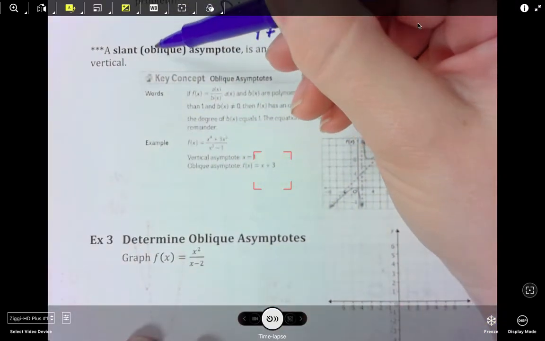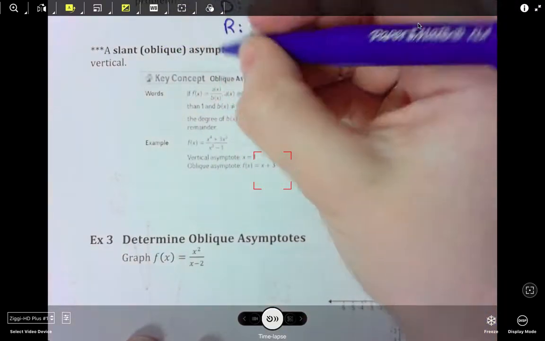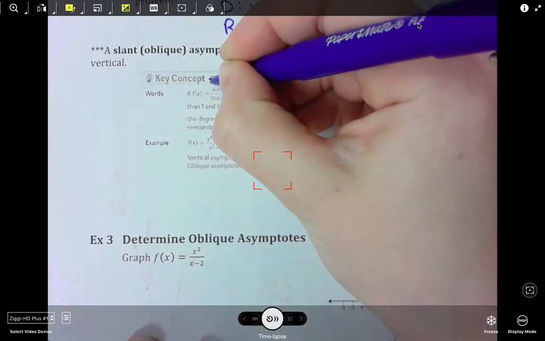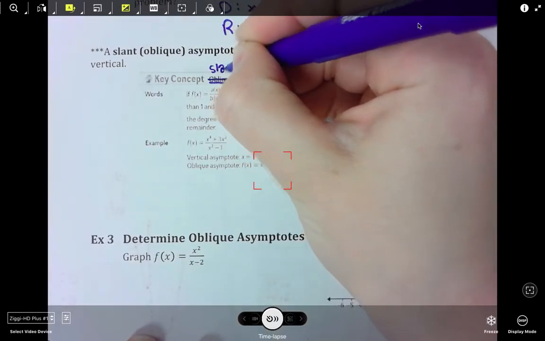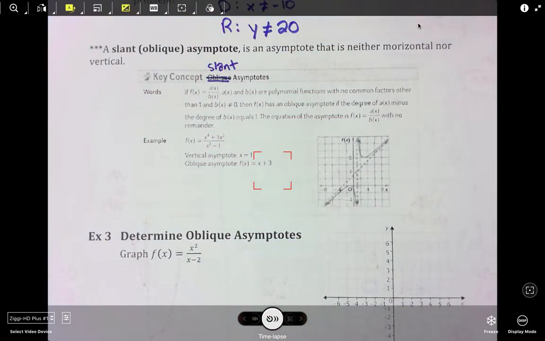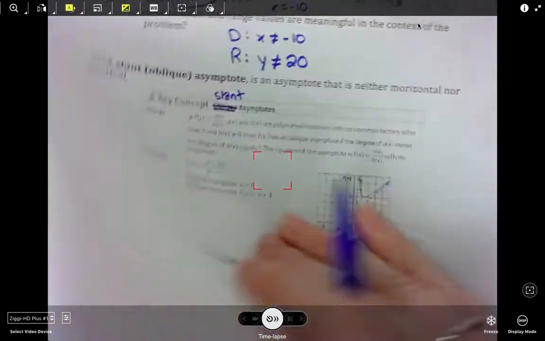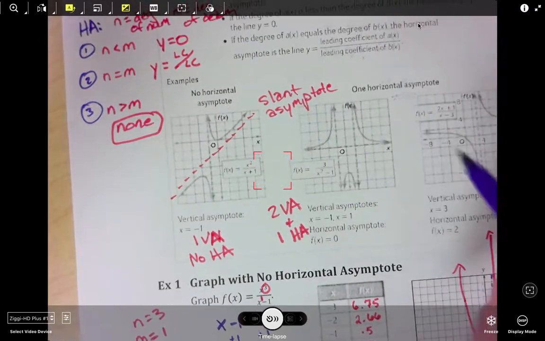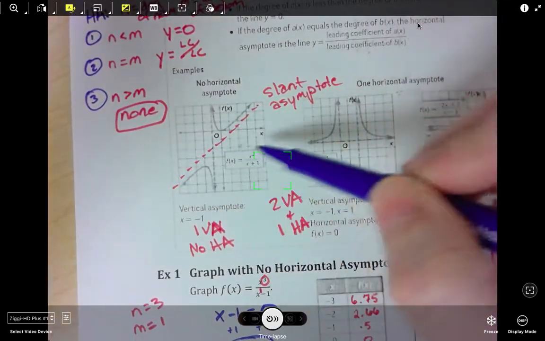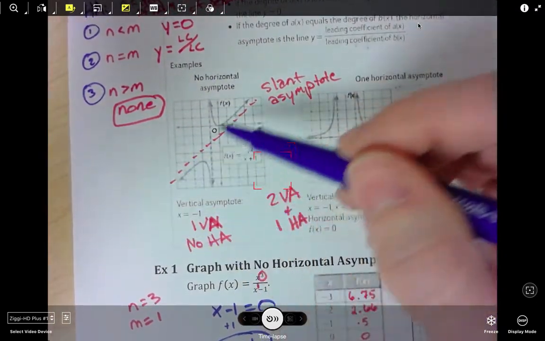They call it an oblique asymptote. I don't like that word for some reason. I just can't remember it, so I call it a slant because that makes more sense to me. Slant asymptote. And that was kind of like on the first page where we had no asymptote here. And I said he kind of looks like a slant. So there's no horizontal asymptote here. There's a vertical one, but there's kind of a slant one that goes through there.